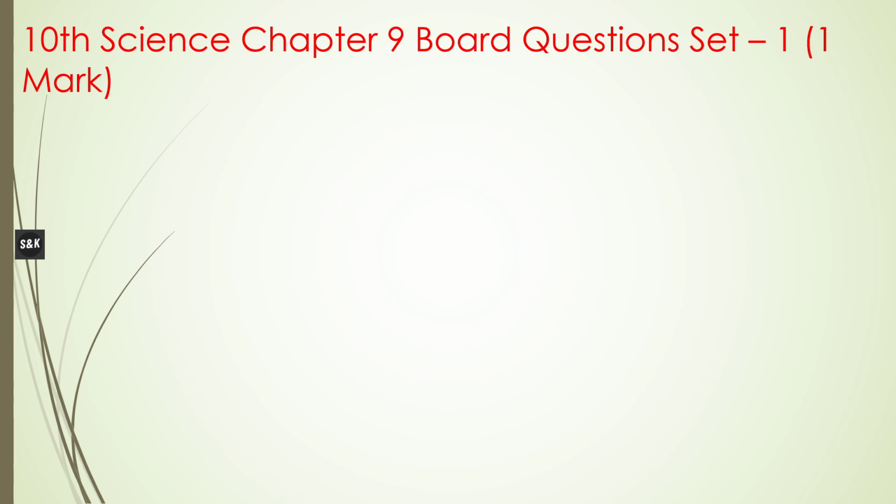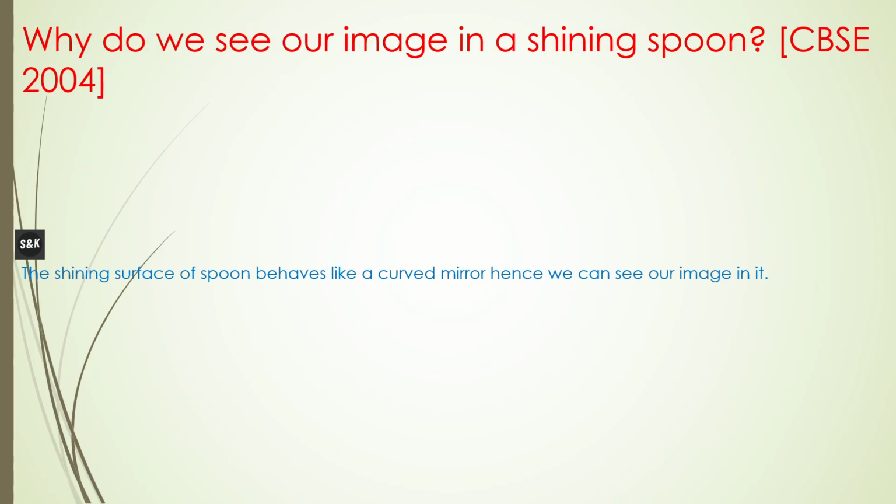10th Science Chapter 9 Board Question Set 1, 1 mark. First, why do we see our image in a shining spoon? The shining surface of the spoon behaves like a curved mirror, hence we can see our image in it. This means कि जो चम्मच का बाहरी और अंदरी एरिया होता है वो कॉनकेव और कॉन्वेक्स मिरर की तरह बिहेव करता है.